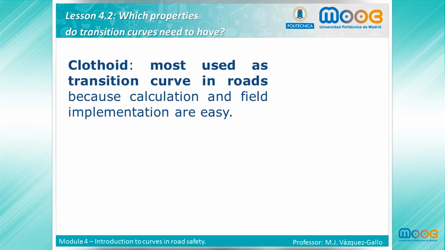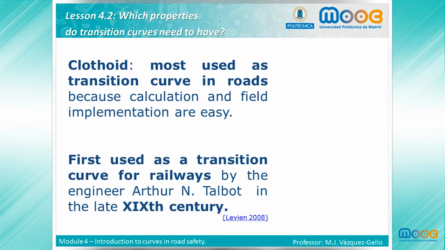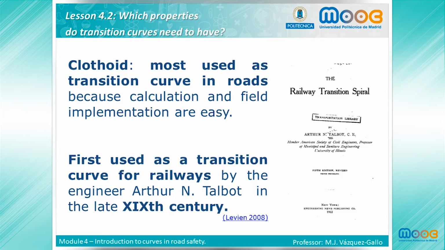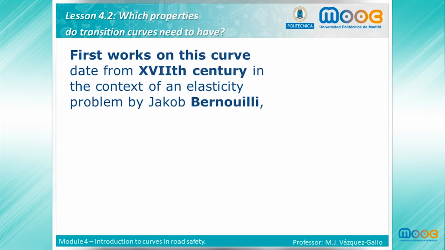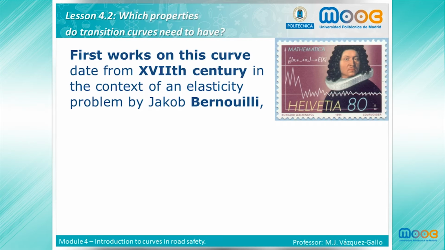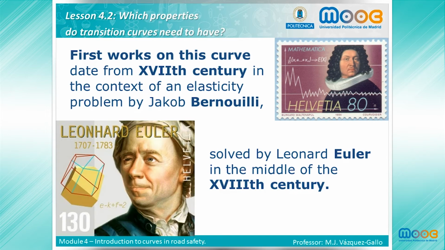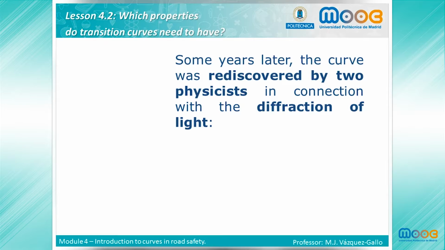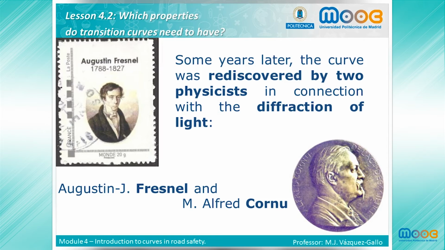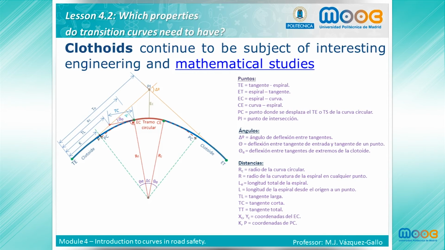The clothoid was used for the first time as a transition curve for railways by the engineer Talbot in the late 19th century. But the first work on this curve dates from the 17th century in the context of an elasticity problem by Jacob Bernoulli. This problem was solved by Leonhard Euler in the middle of the 18th century. Some years later, the curve was rediscovered by two physicists in connection with the diffraction of light, Augustin Fresnel and Alfred Cornu. Clothoids continue to be the subject of interesting engineering and mathematical studies.